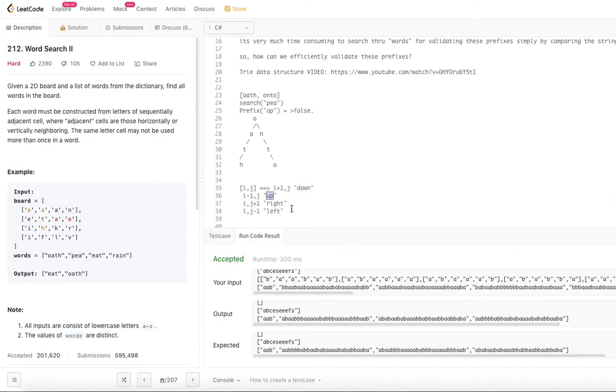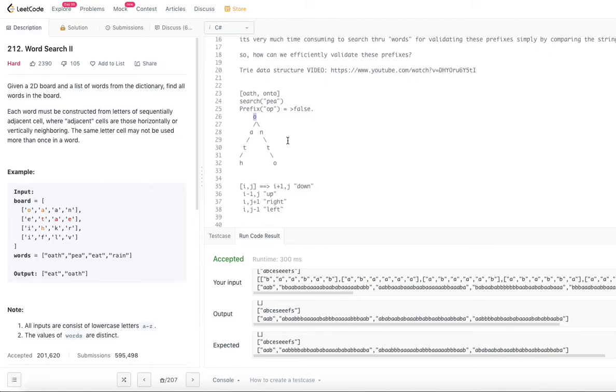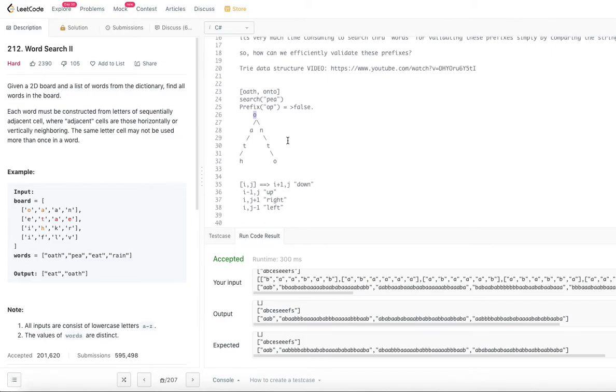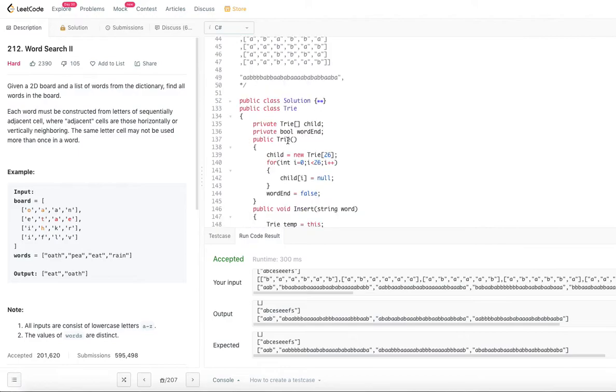So those are the 4 different directions we will be going, right? And while we go through that, we will accumulate those characters and check if you have those words existing in your prefix tree or a trie, right? So that's how we are going to go through. So let's go ahead and look at the code for this and understand more in that way.